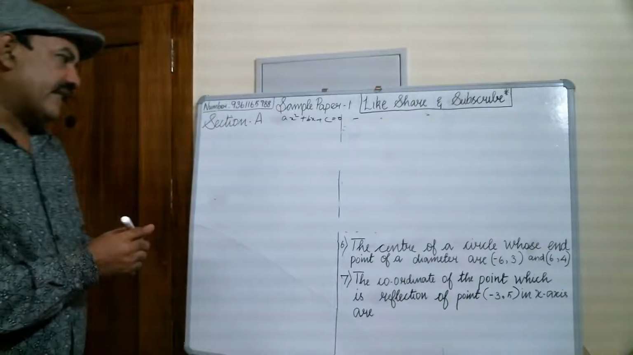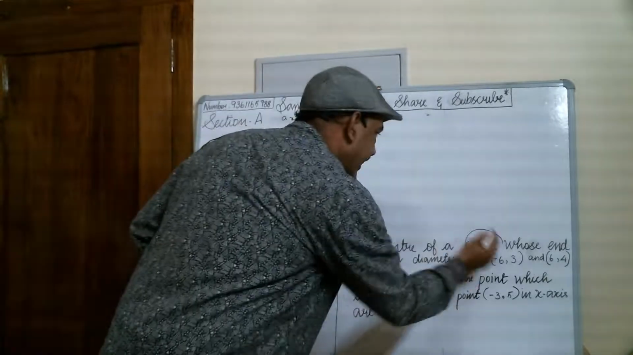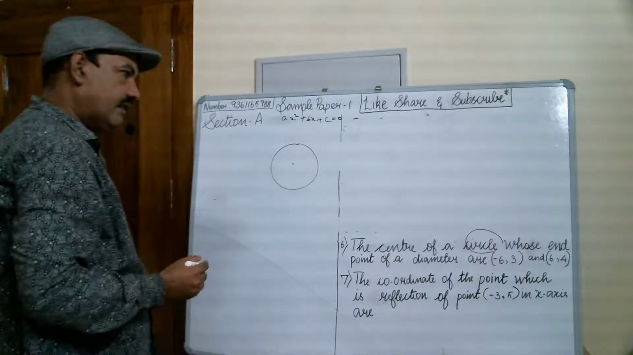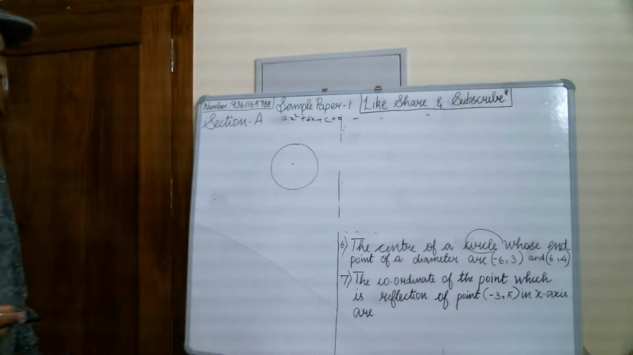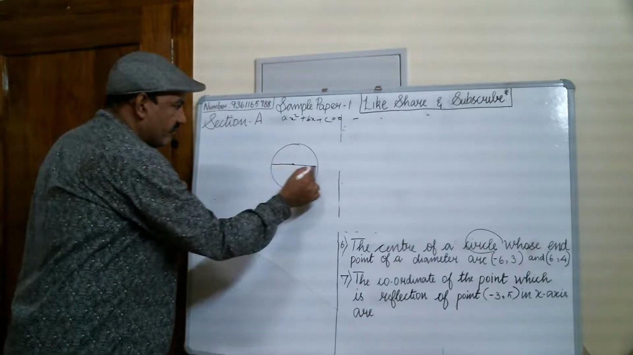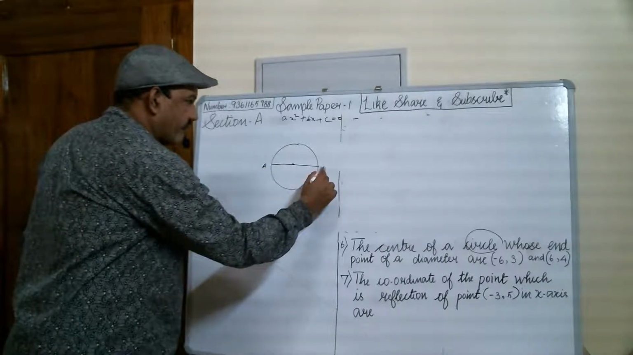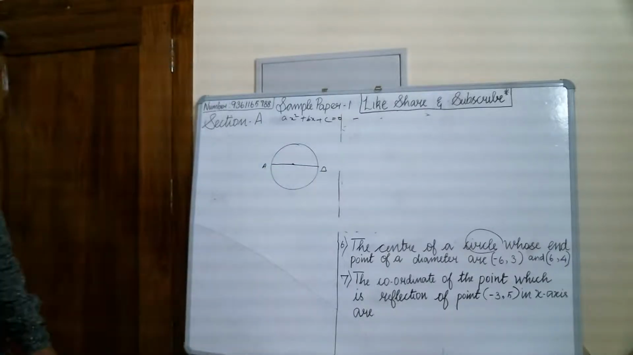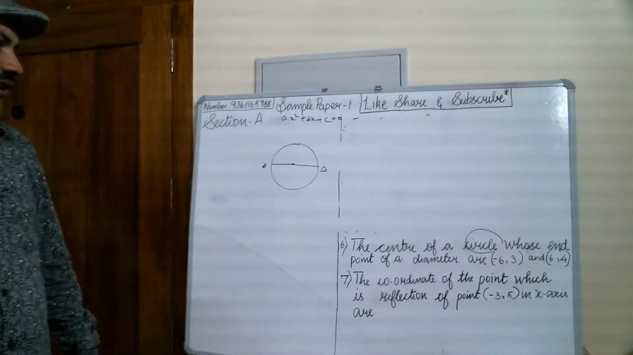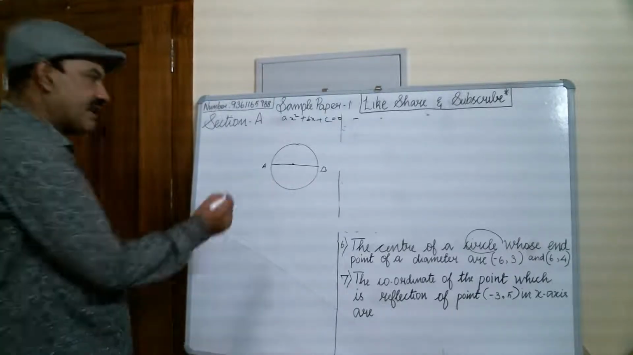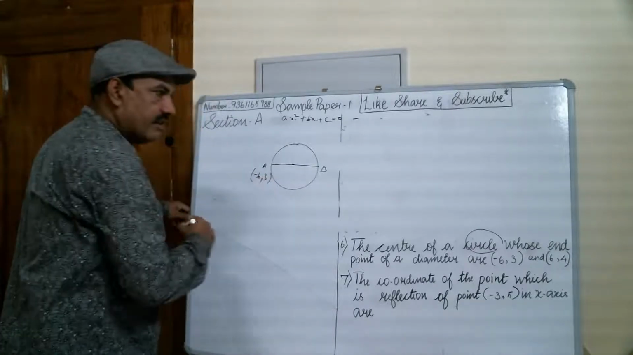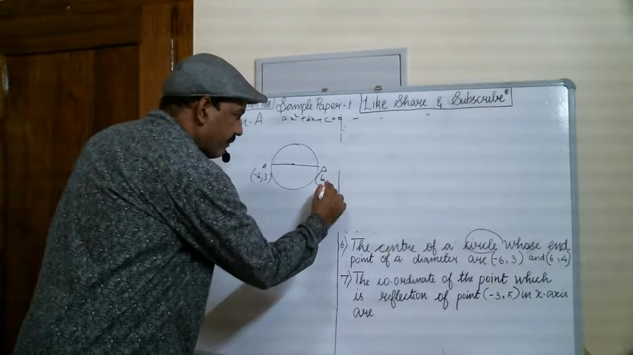The center of a circle, again coordinate geometry. Whose endpoints of the diameter, again diameter is coming, almost similar sum. The names are not given, so I have taken them as A and B. Whose endpoints of diameter are: A's coordinate is given as -6, 3, and B's coordinate is 6, 4.